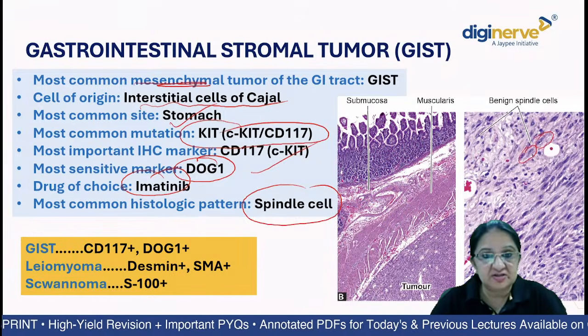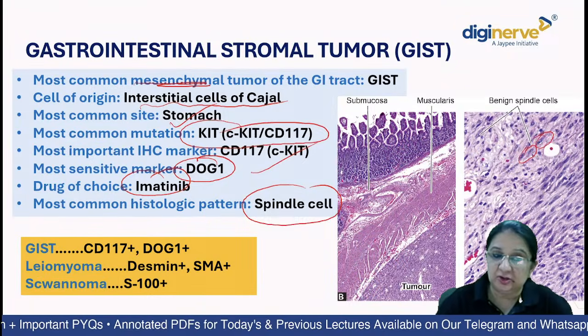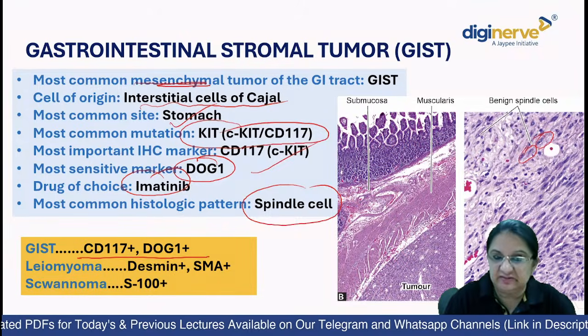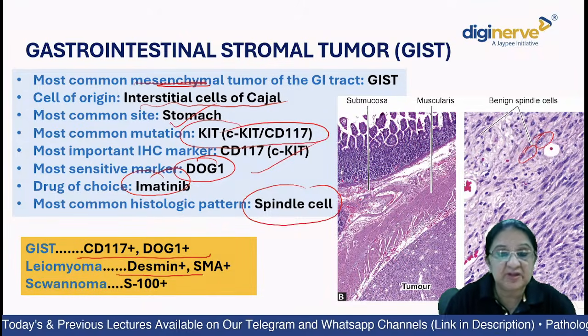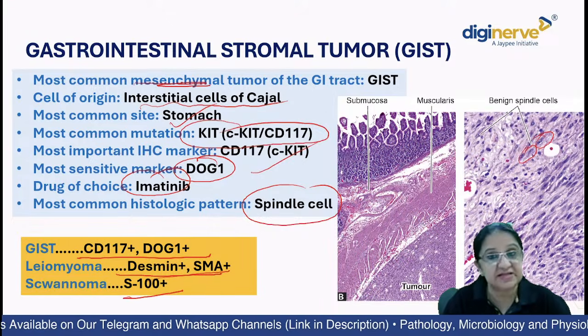Now, spindle cells you see in GIST, also in leiomyoma and schwannoma. GIST markers are CD117 and DOG1. Leiomyoma is of smooth muscle origin, desmin and SMA positive. Schwannoma is S100 positive.